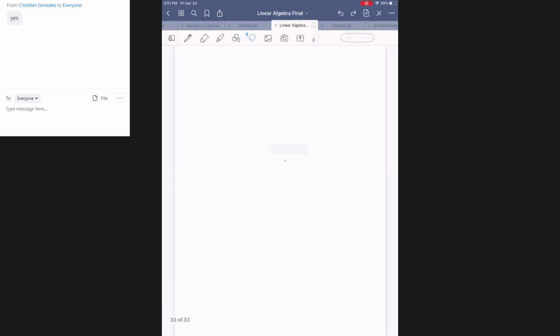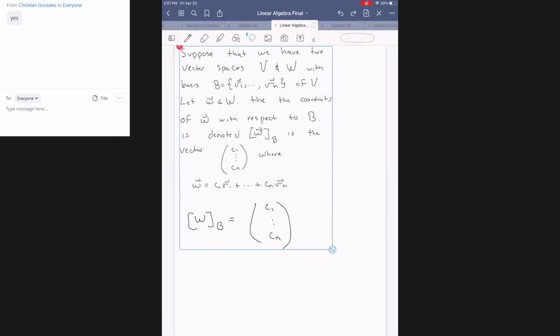I already kind of mentioned what it was, which I'll basically just put over here again. So a change of basis is like you take a basis B, and let's say you wanted to represent a vector W in that basis. Well, all you have to do is solve this equation for your C's, and I will illustrate that now using an example.